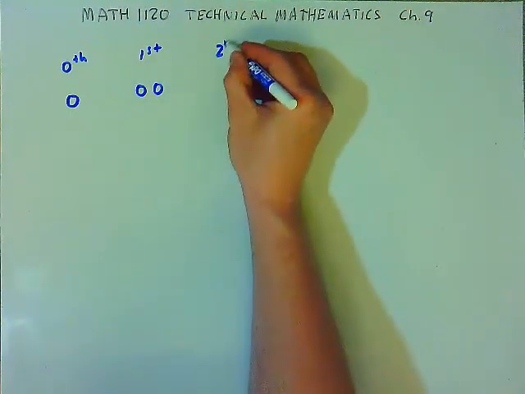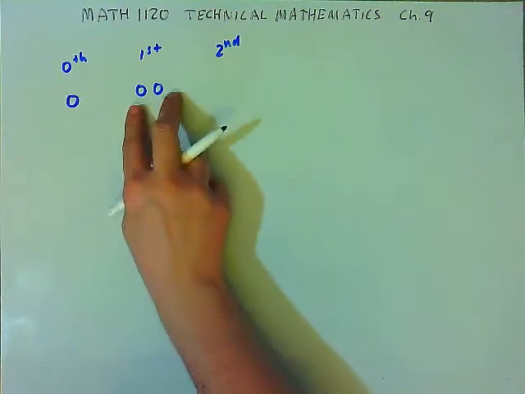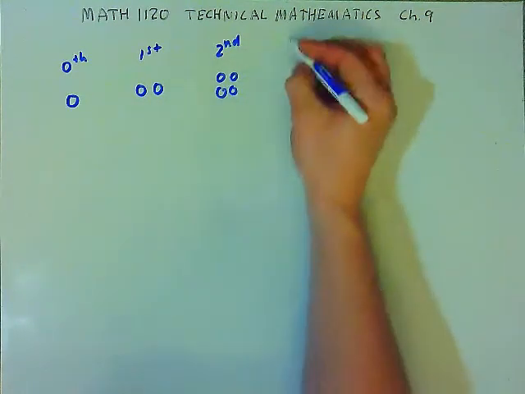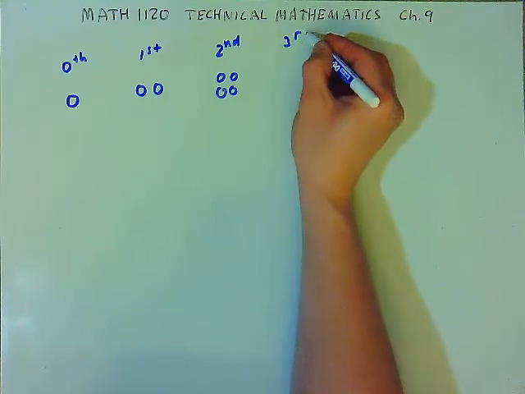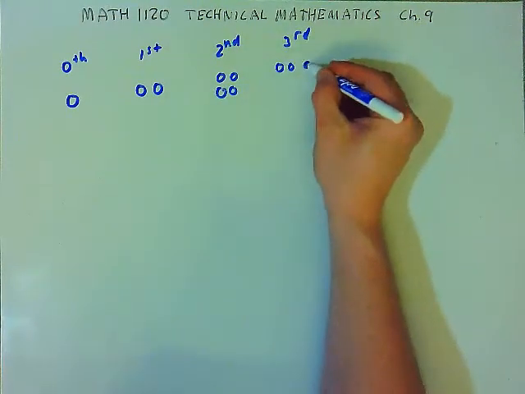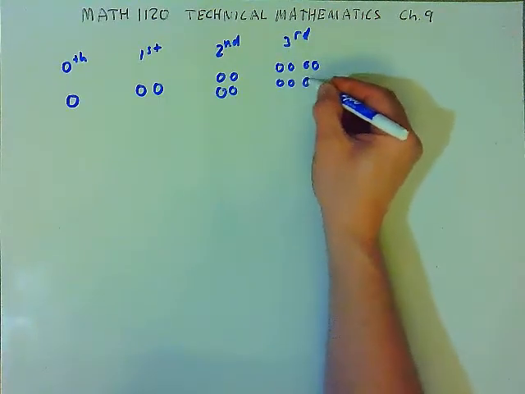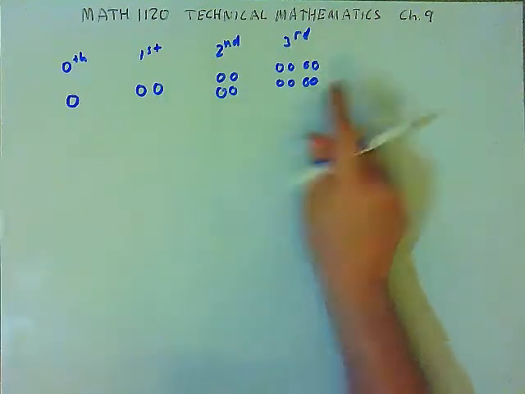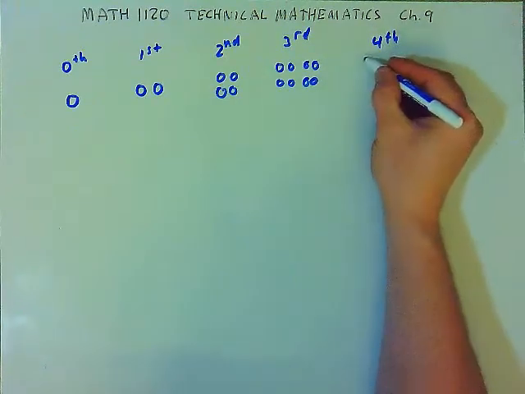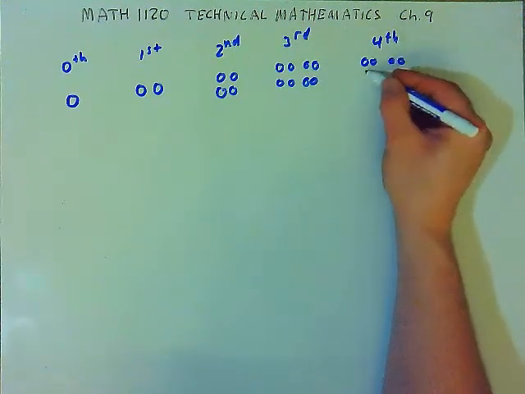On the second day, each of these cells split into 2, and now you have 4. And on the third day, each of these 4 cells has split into 2 again. And now you have 8 cells. And on the 4th day, each of these 8 cells has split into 2.